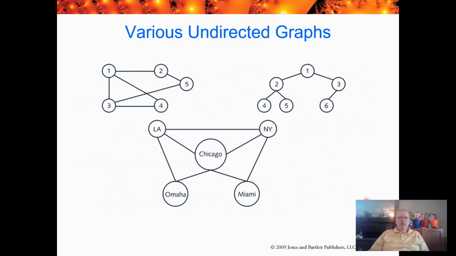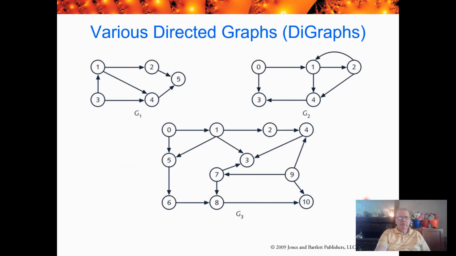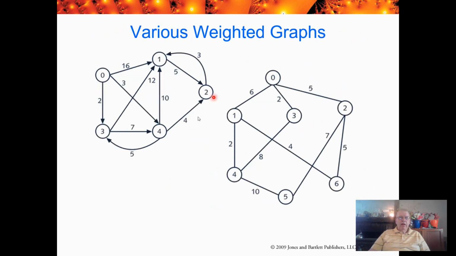So here's some undirected complete graphs. They're complete because they're not disjoint. There's no nodes, no vertices that are hanging off by themselves. Various other directed graphs. A digraph has arrows, so you can only go from, in this example, 0 to 1, but not back from 1 to 0. And here's various weighted graphs.